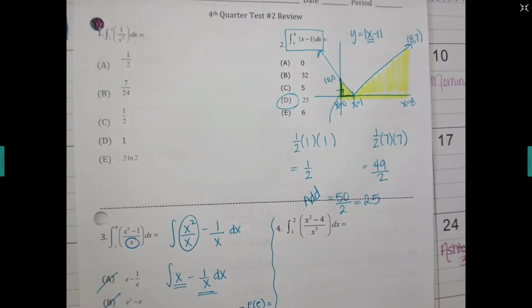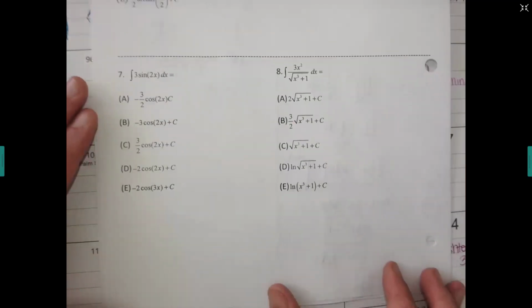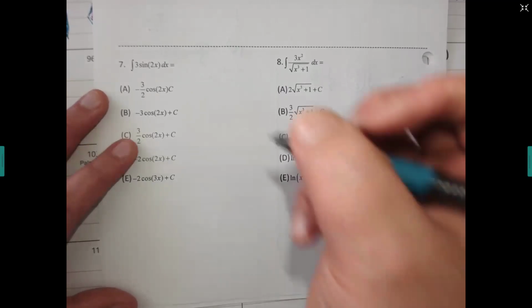Okay, we're gonna hit a couple of these that do have U sub. Everything from number 5 on, you should be using U substitution. So we'll do one off the next page, maybe. Let's do number 7. Okay, what do you think you should choose as your U? 2x.